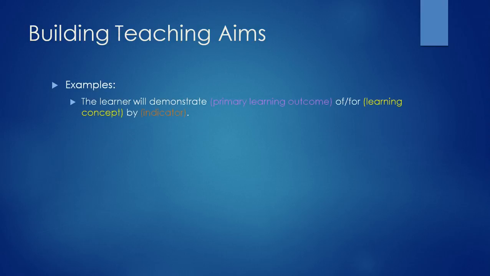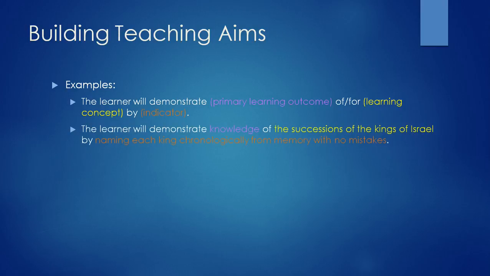So again, we go back to the template. The learner will demonstrate knowledge of the succession of the kings of Israel by naming each king chronologically from memory with no mistakes. Okay, so here, of course, the primary learning outcome is knowledge. Remember, knowledge is only recall of facts. Of the succession of the kings of Israel, so there's my learning concept that I'm trying to teach. And how are they going to demonstrate their knowledge of the succession of the kings of Israel?